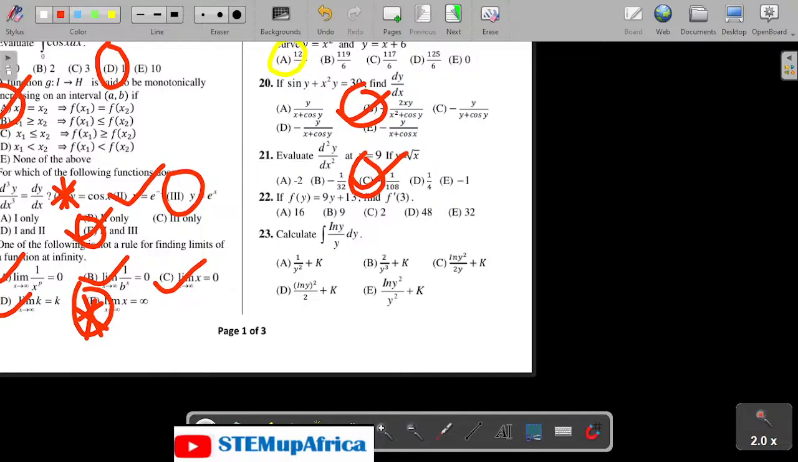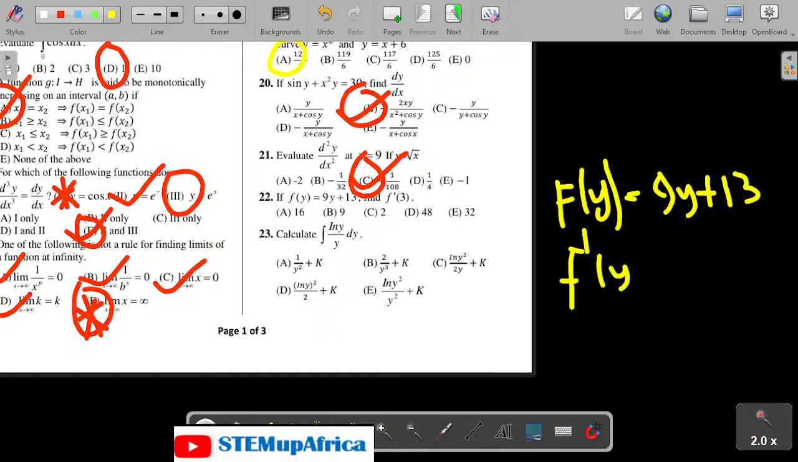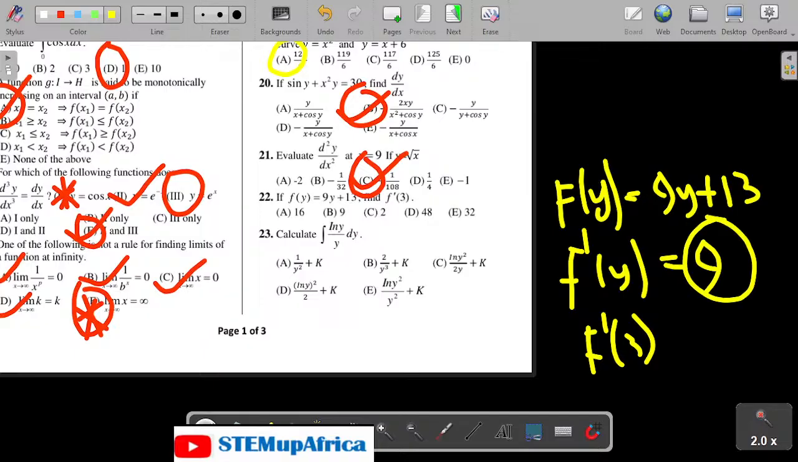Let's check question 22. It says if f of y is 9y plus 13, find f prime of 3y. So if f of y is given to us as 9y plus 13, and I differentiate it, f prime of y will just give us 9. The 13 is a constant, so that is 0. There's no way we are substituting y with 3y. Therefore, our answer is just 9. The answer is simply 9.